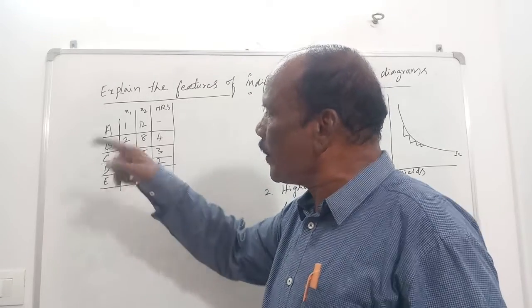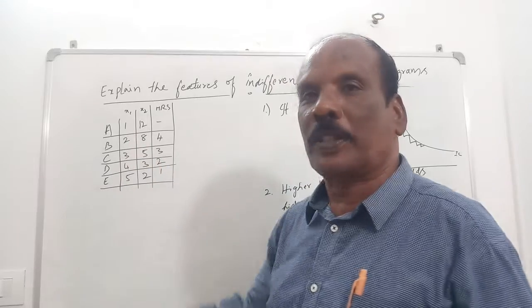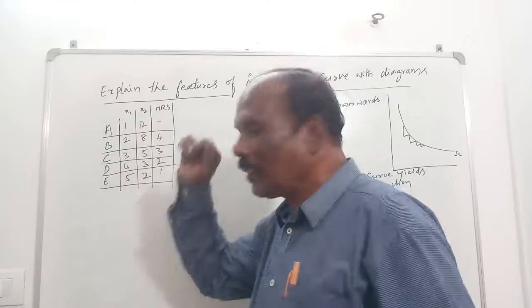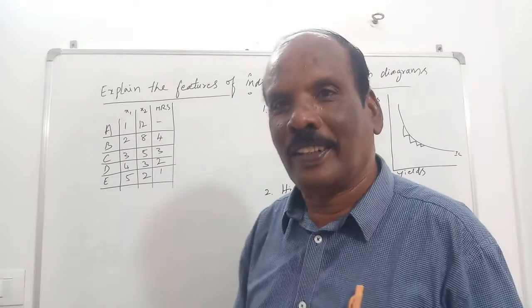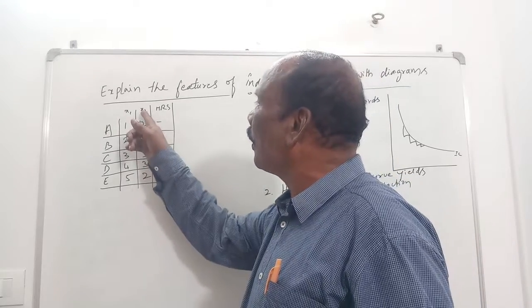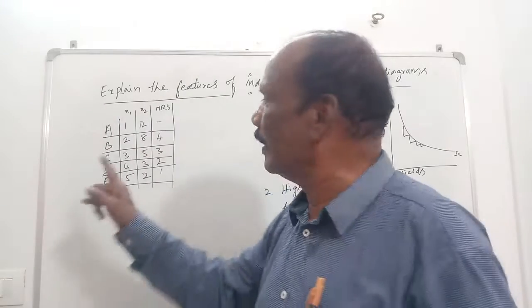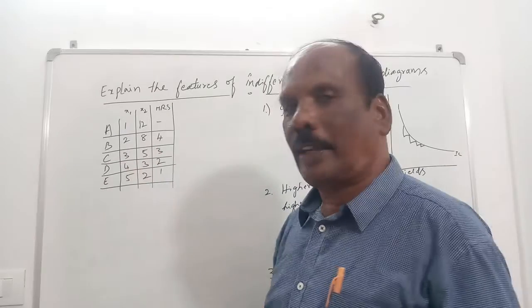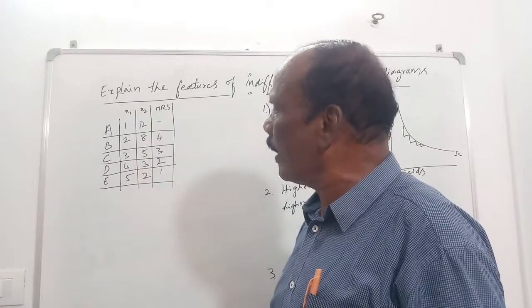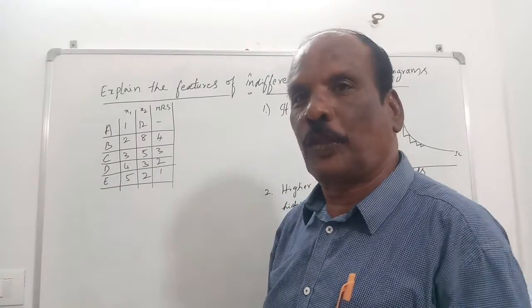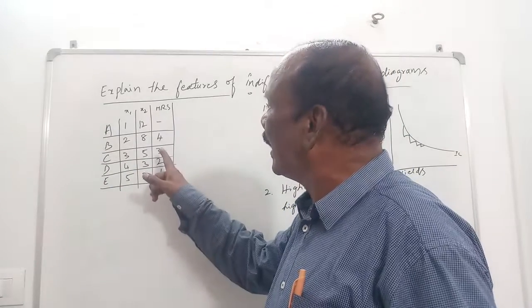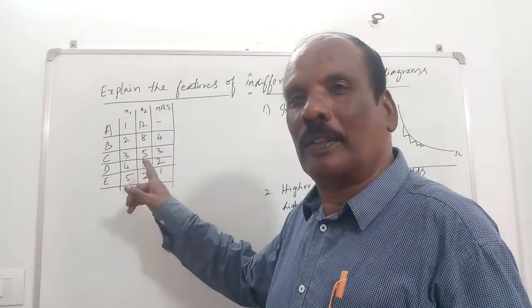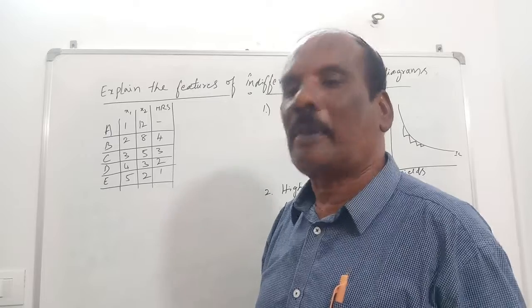Whereas in combination B, he has increased the consumption of X1. When he has increased the consumption of X1, he loses, he forgoes, he sacrifices 4 X2 for 1 X1. Just see, come to combination C. In combination C, if he goes for one more X1, he sacrifices 3 X2s.